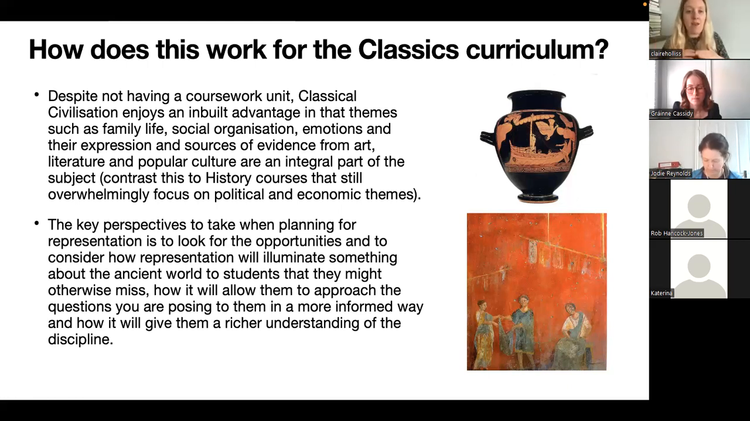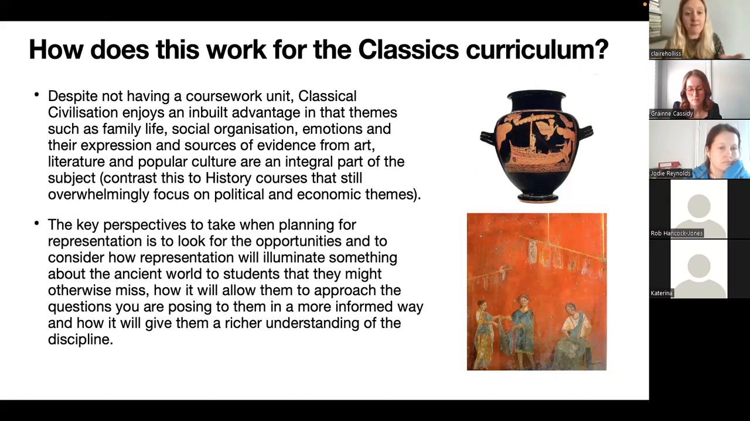So if I'm just going to sum up what I've covered so far. Firstly, I think representation is fundamental and crucial to giving students a fuller or more complete picture of the world of the past, whether that is the medieval world, the modern world, the ancient world, the classical world. And I also think it can be so useful in helping students to reason more effectively about the questions we're posing to them.